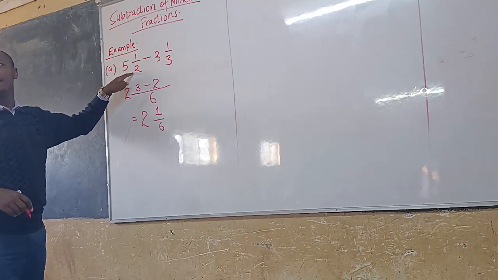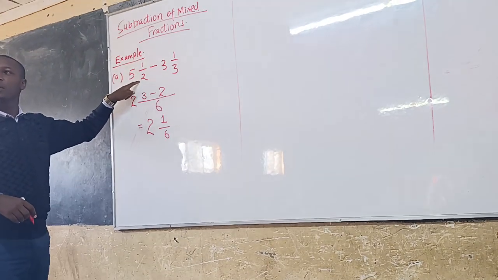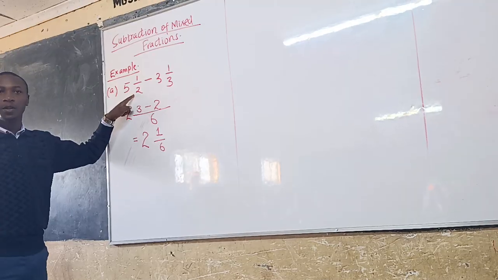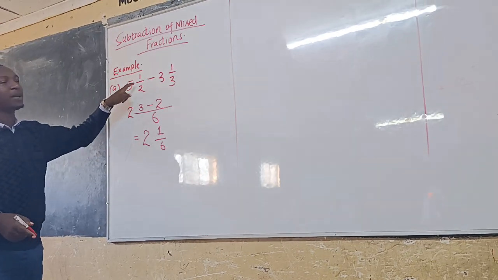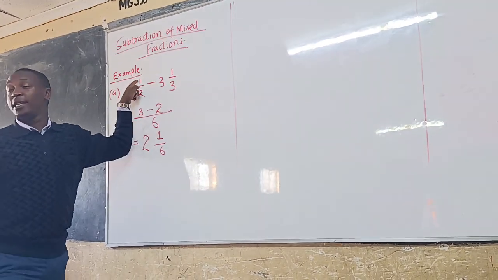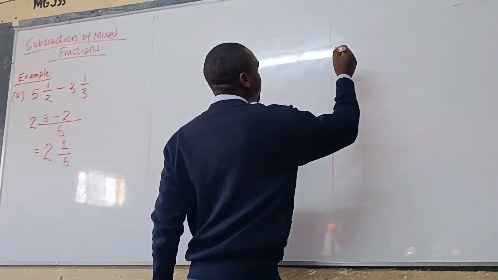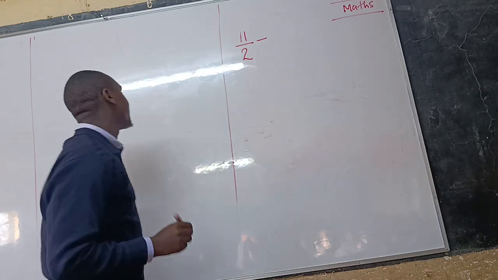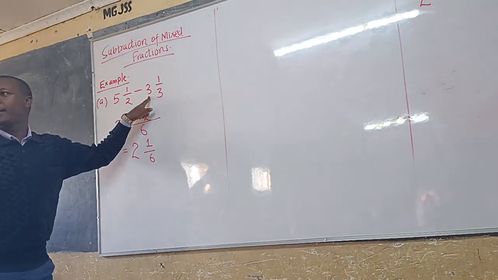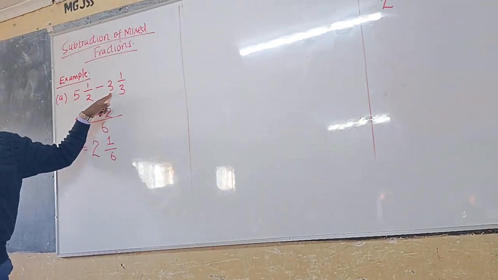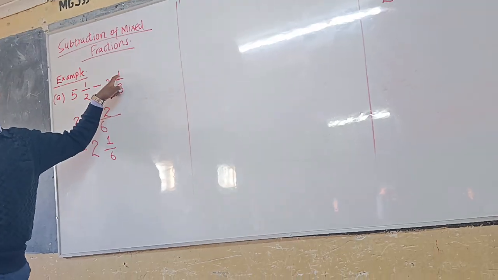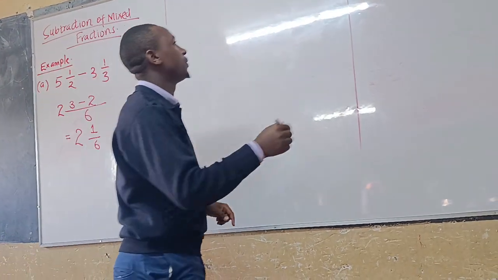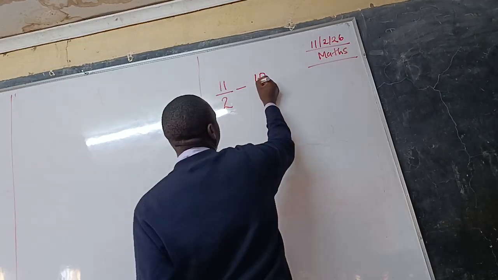What is 2 times 5? Raise up your hand. What is 2 times 5? You don't know? Yes. 10 plus 1 is what? 11. So 11 over 2 minus. What is 3 times 3? Somebody? 3 times 3? Yes. 9. 9 plus what? 10. 10 out of what? 10 out of 3.